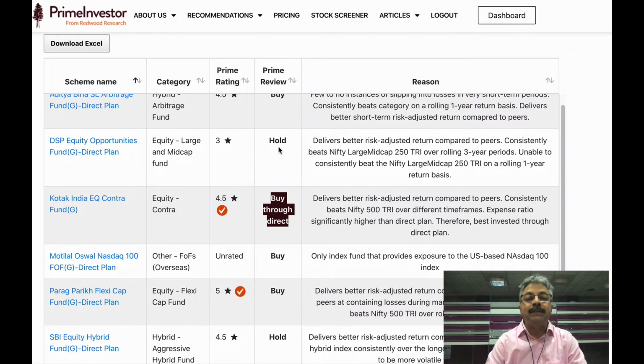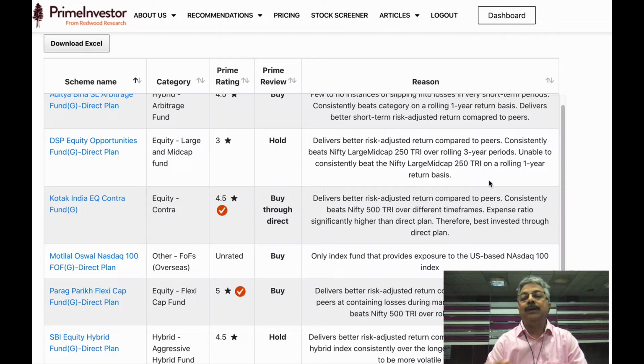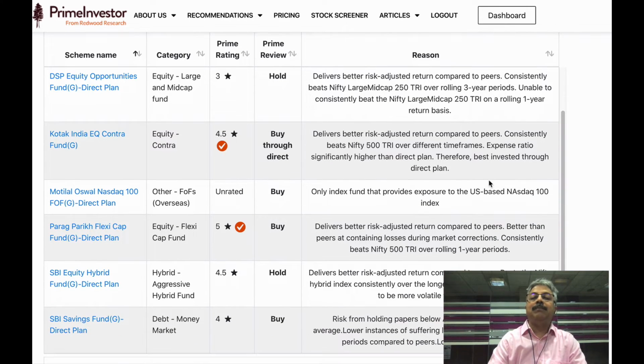For example, for this DSP equity opportunities, we are calling it a hold recommendation. We say that it is because it is unable to consistently beat the Nifty large cap 250 TRI on a rolling 1 year return basis. Because of that, it does not merit a buy recommendation, it gets a hold recommendation. So you can bring your portfolio to us, you can bring your set of funds to us, and using this tool, you can get our opinion about your funds. So that is the mutual fund review tool.